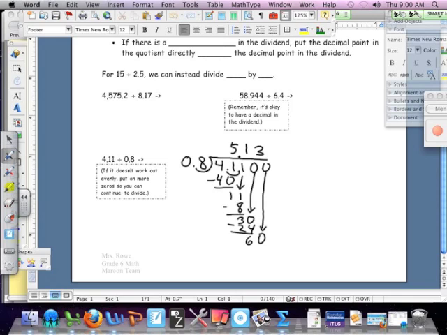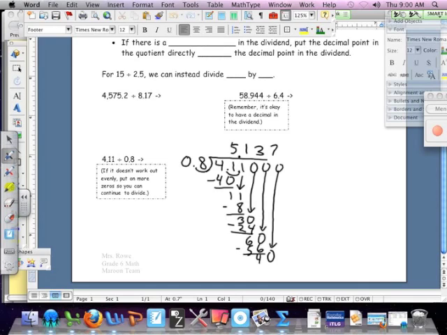How many times does 8 go into 60 without going over? 7 times. Because 7 times 8 is what? 56. We subtract again. 60 minus 56 is what? 4. Sister doesn't have to yell at us because 4 is less than 8. So brother can bring on another 0.